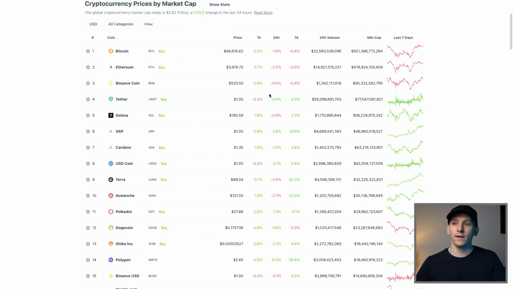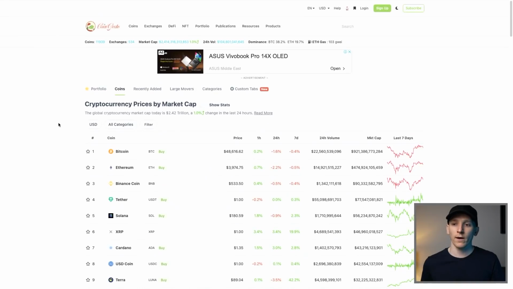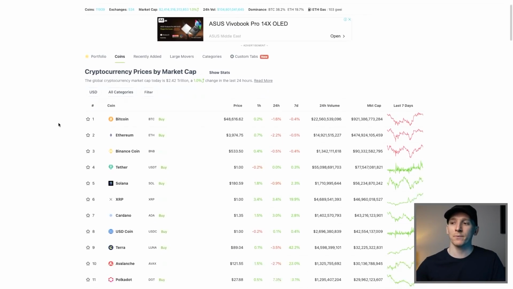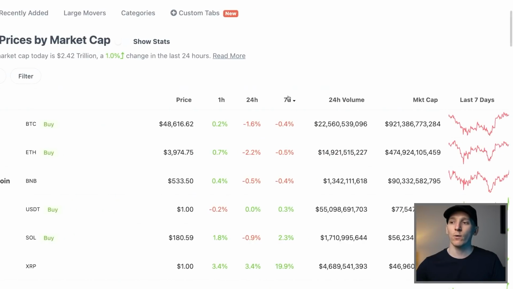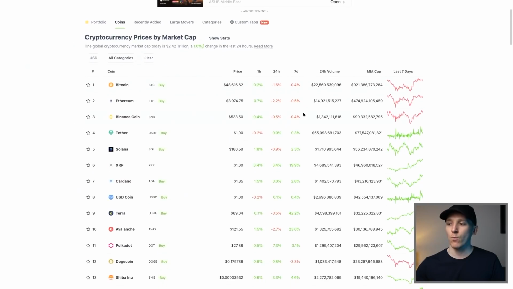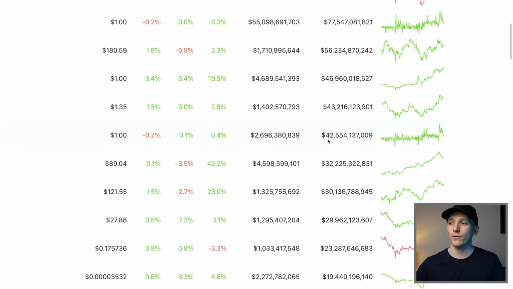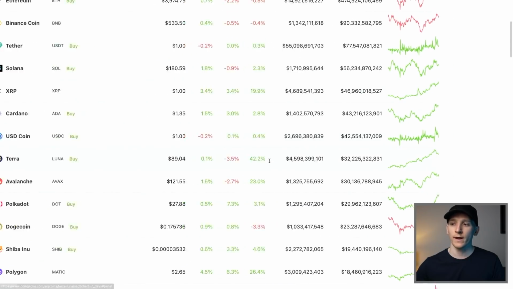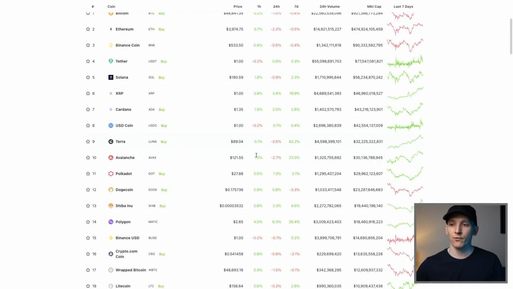The next thing is just to look at CoinGecko. I always have this open just to see where the market sentiment is and what's happening. 1 hour, 24 hour and 7-day price changes right here. Just a really good, simple way of seeing what's happening over time and what's going on. So you can see there's a lot of altcoins that are mooning right now. So it's good information to have.